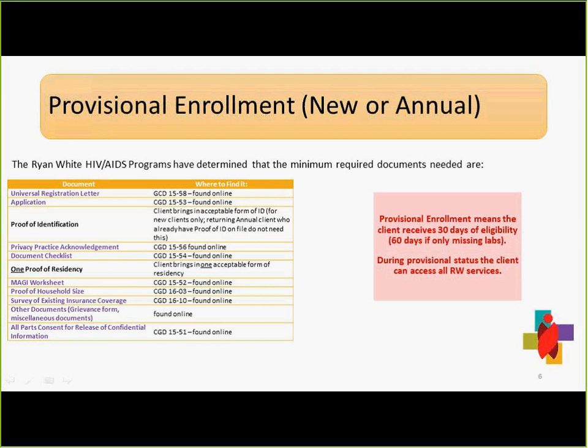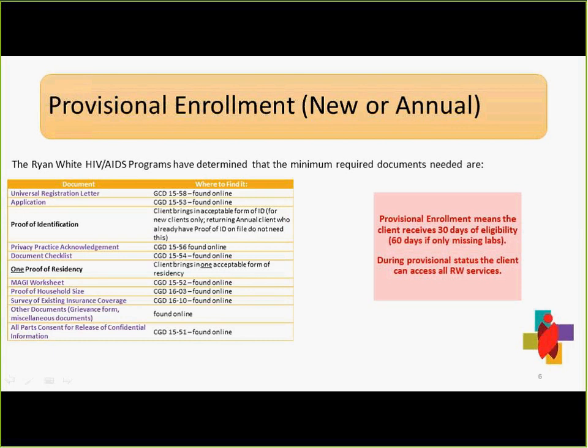The privacy practice acknowledgement requires a signature from the client. The document checklist can also be found online. The client must bring with them at least one proof of residency. The MAGI worksheet, or the modified adjusted gross income sheet, must also be included in the packet.